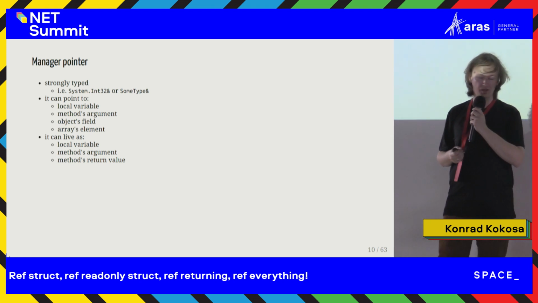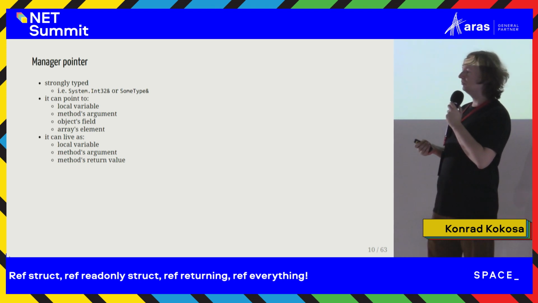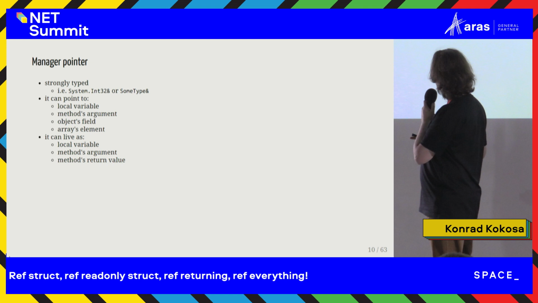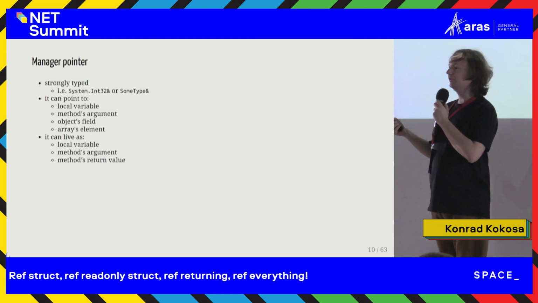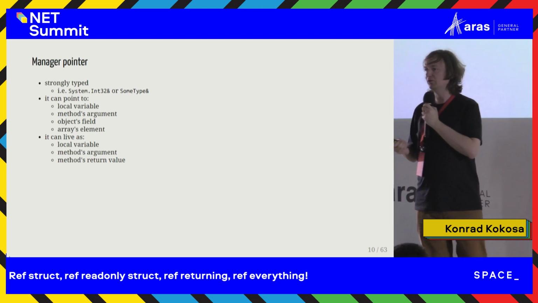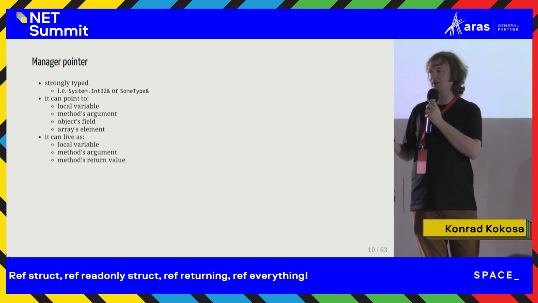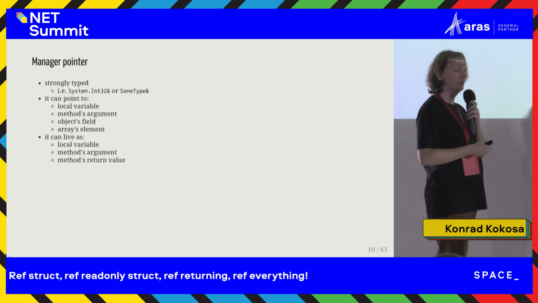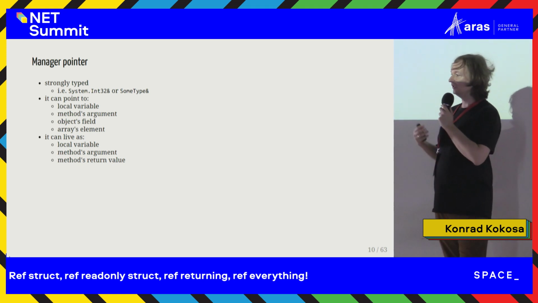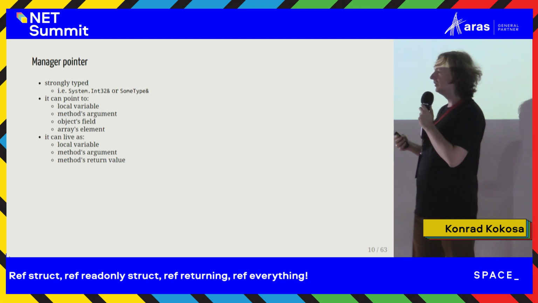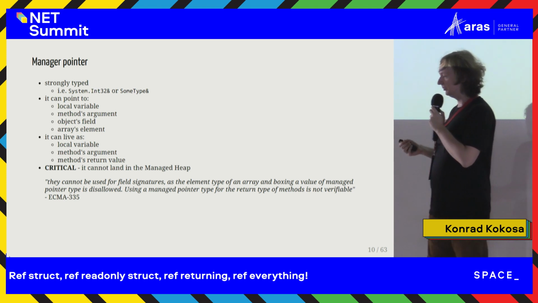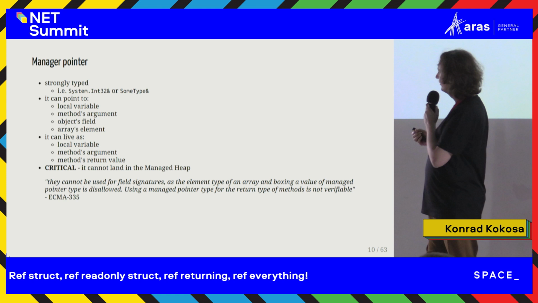It can live as a local variable, a method argument, and a method's return value, which is quite important. Because as we said, a managed pointer can represent a local variable, so it is quite time limited. I mean, a local variable has a lifetime limited to the method itself. So because of that, a managed pointer also has a limited lifetime. It can live only as a local variable, method argument, and return method value, but it can't live on the heap. It's critical that a managed pointer can't live on the heap, because it will be problematic.